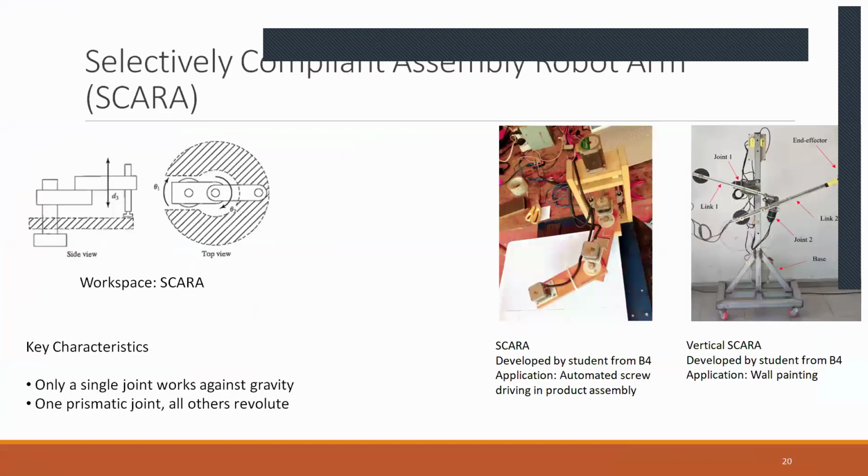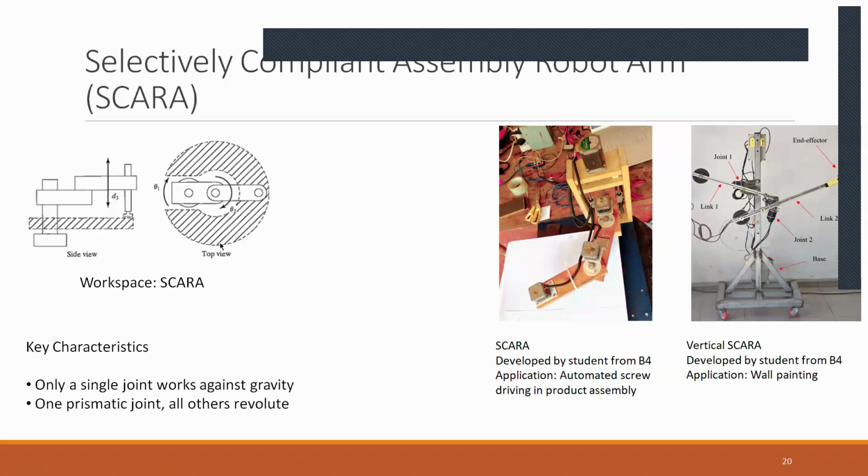And then we have the Selectively Compliant Assembly Robot Arm, or SCARA, which, as I mentioned earlier on, was initially developed by a university in Japan. These were developed way back, and these are extremely fast because there's only one joint that works against gravity, and all the remaining joints do not. The joint that works against gravity is not that fast, but the remaining joints, since they do not have to have high gear reductions to compensate for gravity, can focus on being fast.